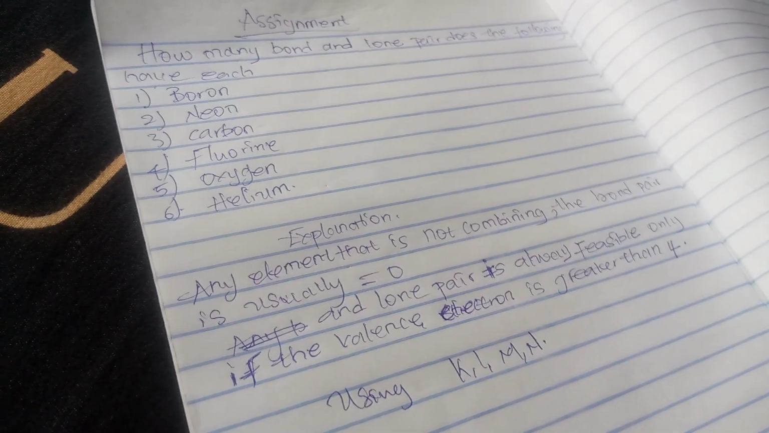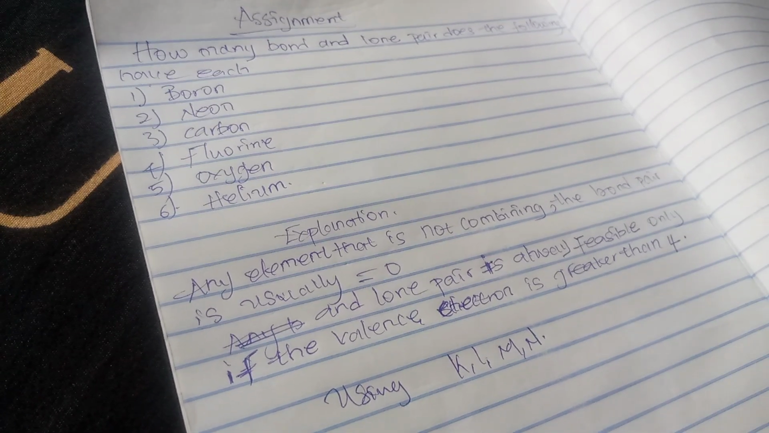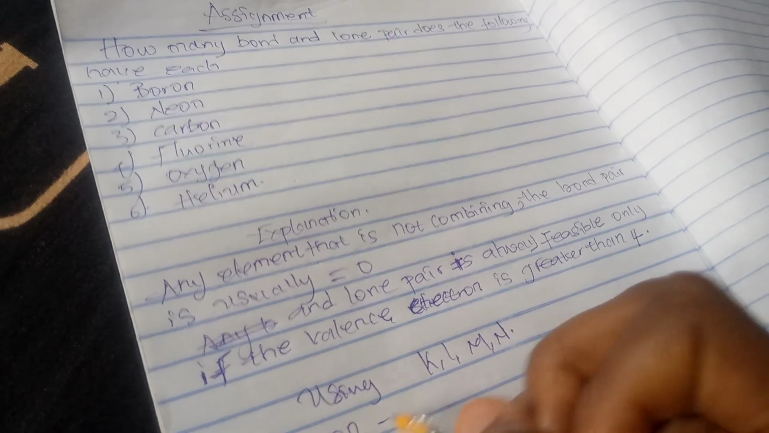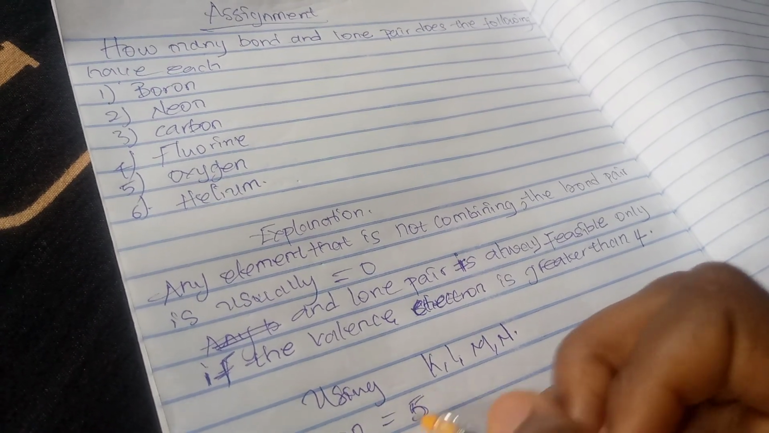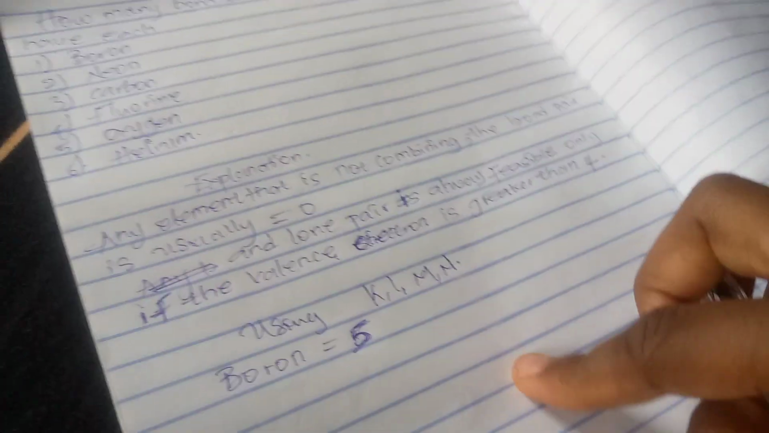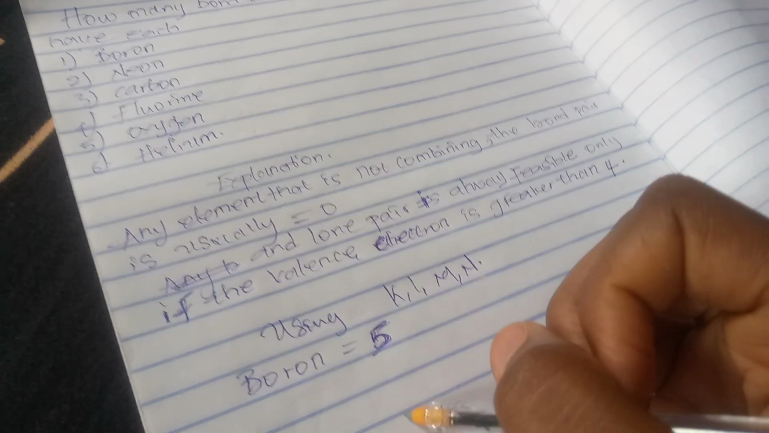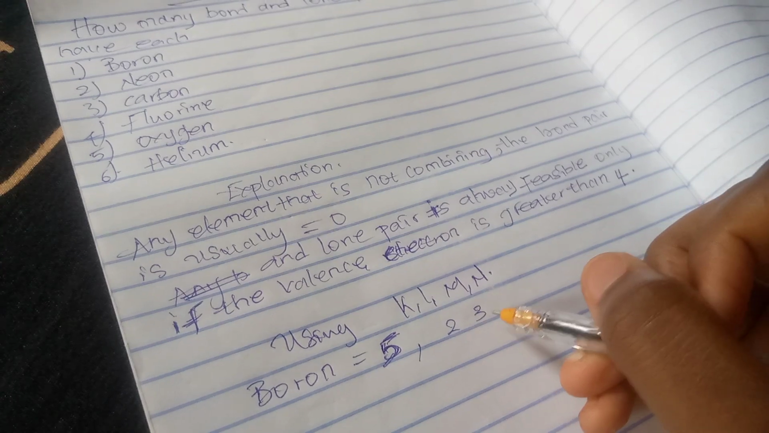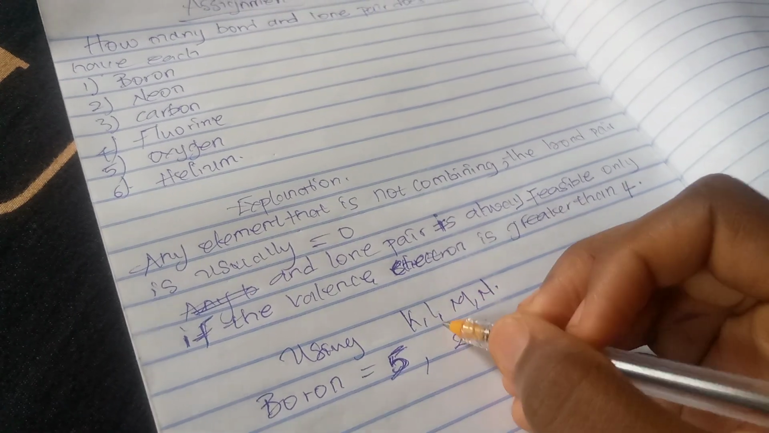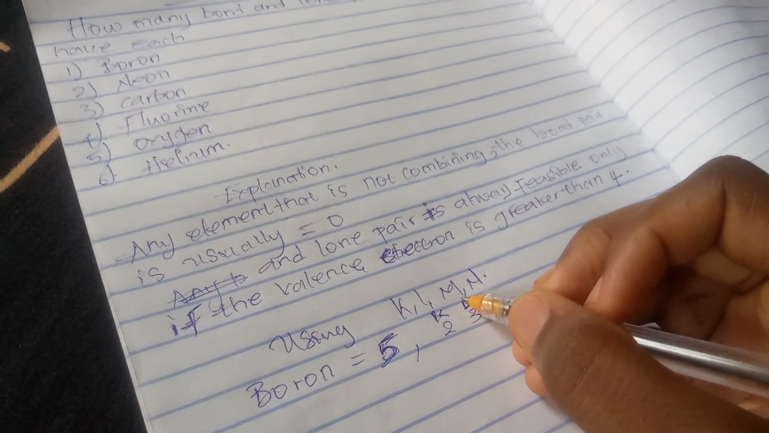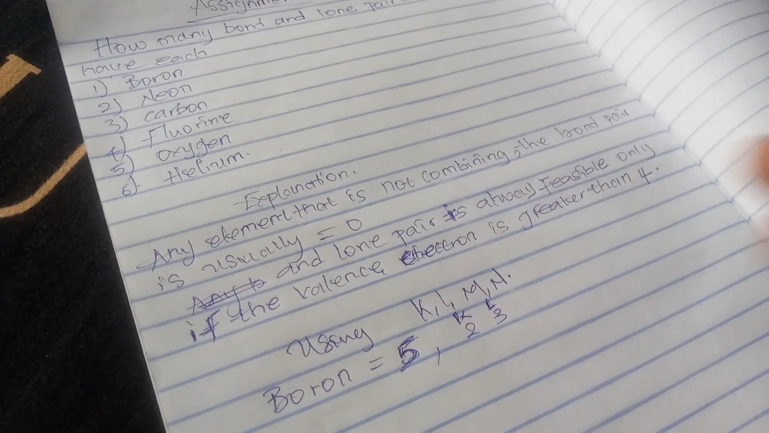Now let's bring boron. Boron is number what in the periodic table? We have hydrogen, helium, lithium, beryllium, boron. Boron is number 5 in the periodic table, you can see it here. Now let's bring out our shell. It has an electronic configuration of 2, 3, which is KL. Are you getting it?